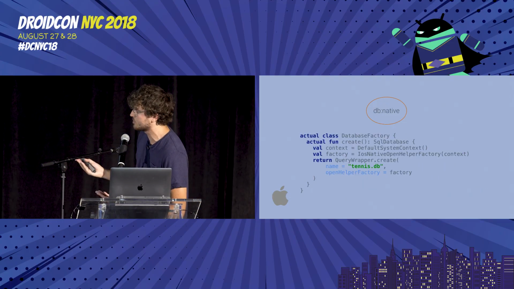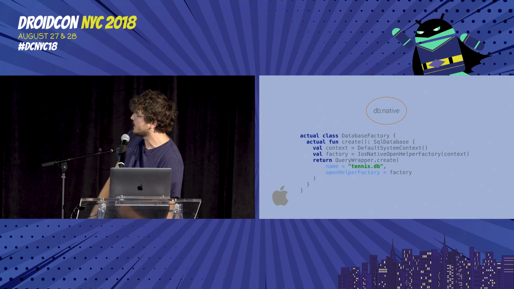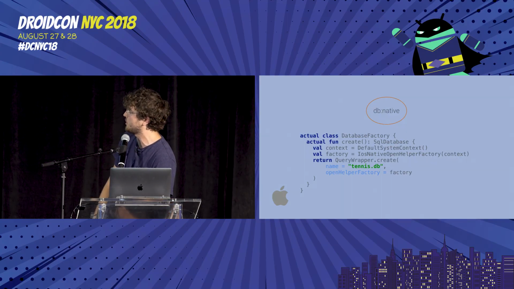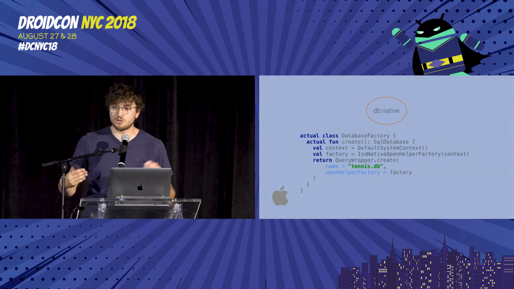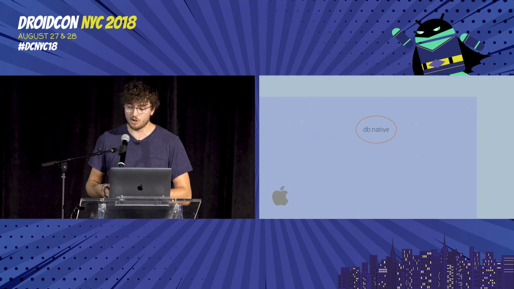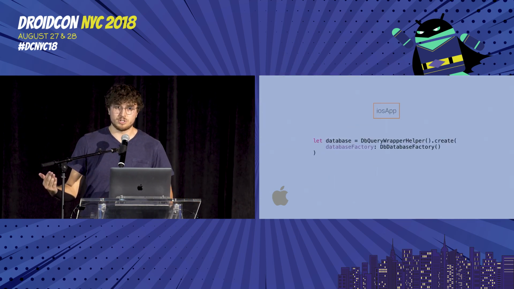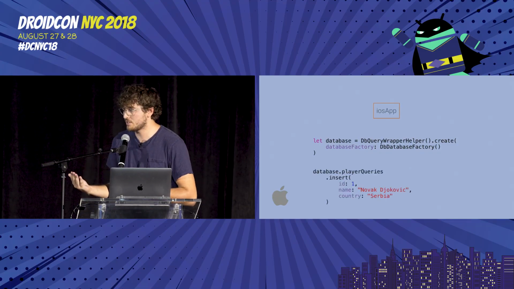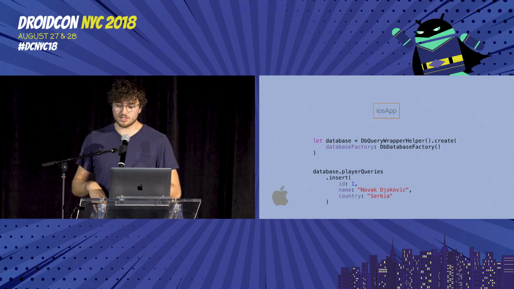So we're creating the actualization of that database factory, and it's using default system context, iOS native open helper factory, which are two of these classes that you can find in NARC. And that's how we're able to use SQLDelight from iOS. So very similar to what we were doing in Android, we can create that data access object, and then we can start using it to insert Novak Djokovic into the database.